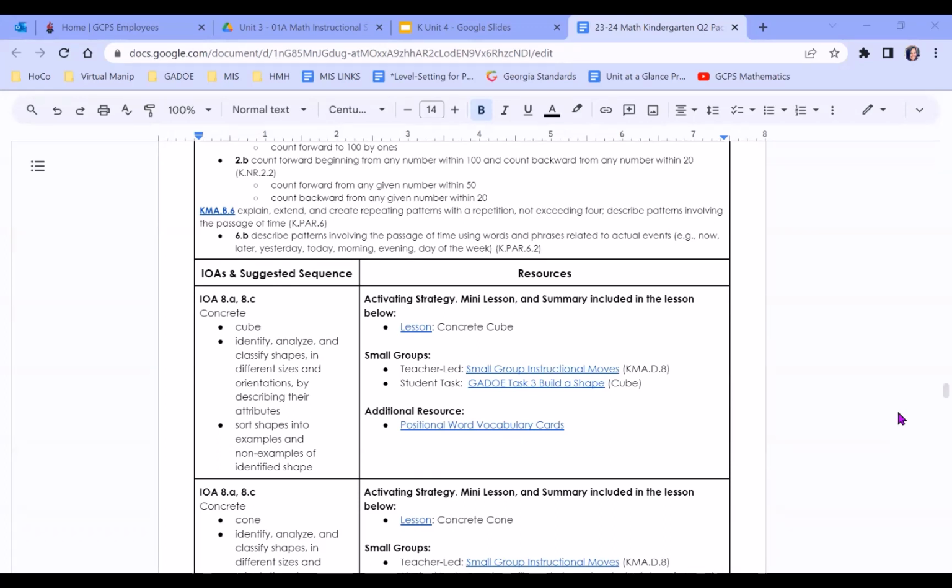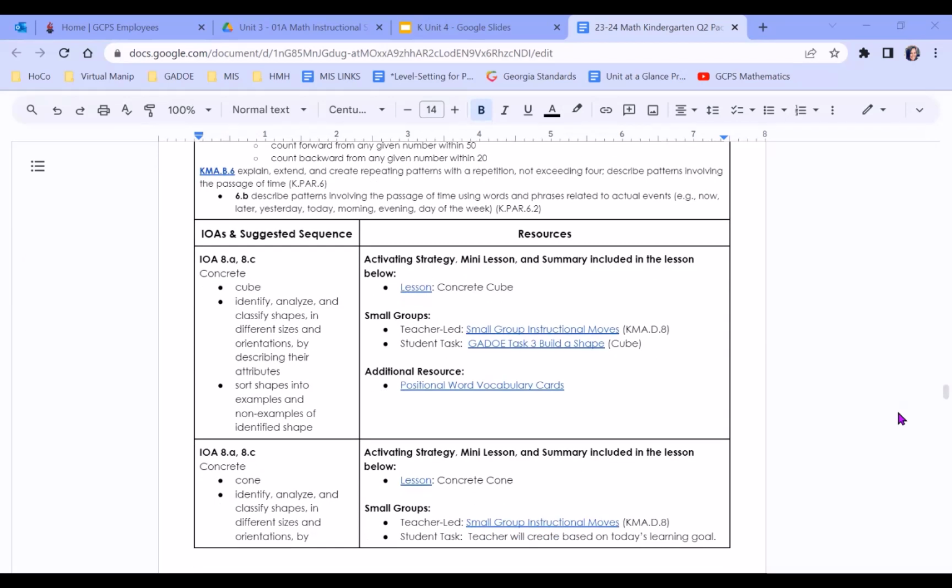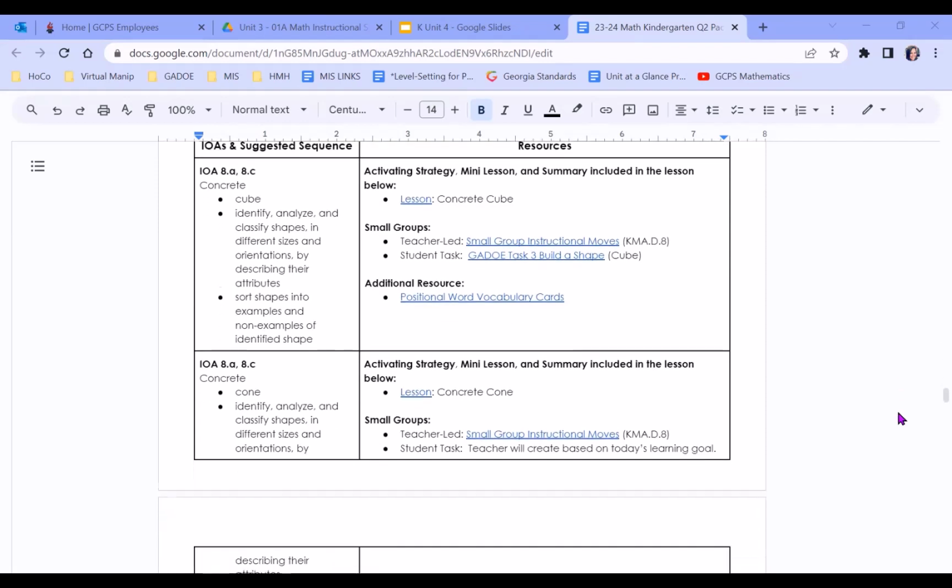We will begin our work in Unit 4 with AKS 8, in which we identify, describe, and compare basic three-dimensional shapes encountered in the environment. The suggested pacing for our work with AKS 8 in this unit is about 8 days. During this time, we will spend approximately 5 days at the concrete level, in which we will introduce a shape each day and create an anchor chart to support students as they identify and describe the attributes of three-dimensional shapes.